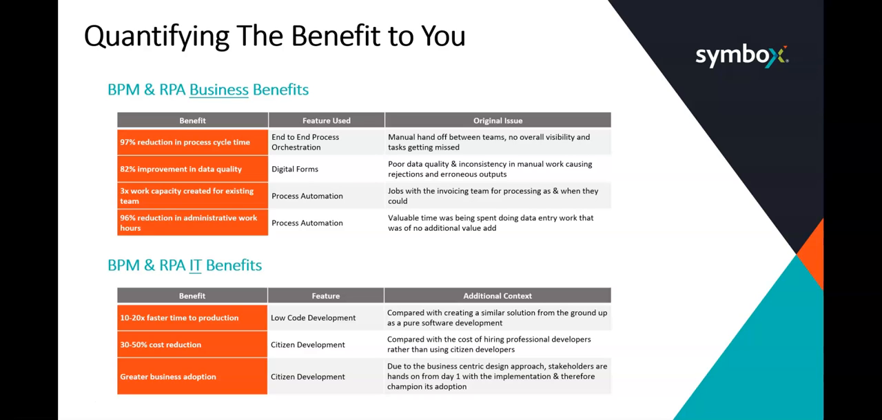At the bottom, you've got the IT benefits of implementing something along these lines. So we've got a 10 to 20 times faster build time to go to production. This is in comparison to creating a similar solution from the ground up in a pure software development cycle. And you've also got the benefit that because it's low code, you can actually get citizen development. So you can actually get members of your own organization to build. And this will reduce your costs by 30 to 50%.